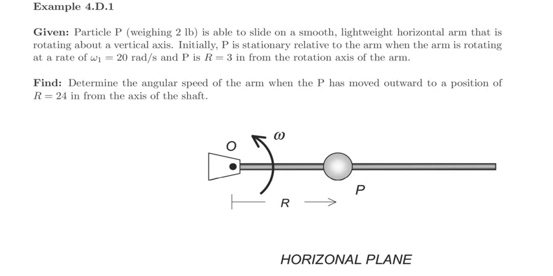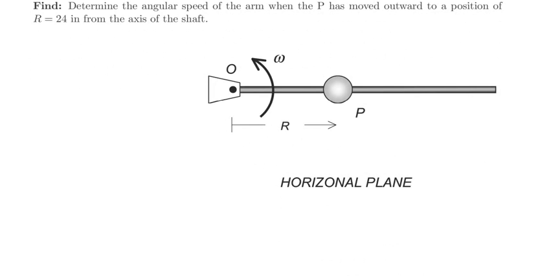Okay, so in this problem, we have a particle P, which has a weight of 2 pounds, which is able to slide on a smooth, light, rigid horizontal arm that is rotating about a vertical axis. We're told that initially P is stationary relative to the arm, and the axis is rotating at a rate of omega 1, and that P is a distance r from the axis of rotation. We're asked to then determine the angular speed of the arm when P is moved outward to a position of greater r, as measured from the axis.